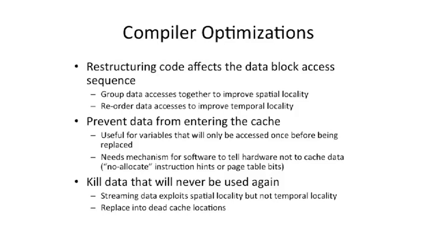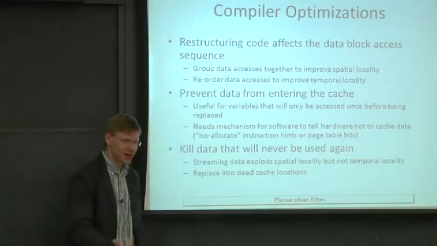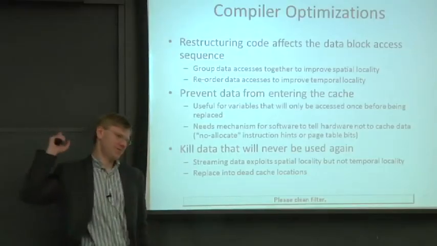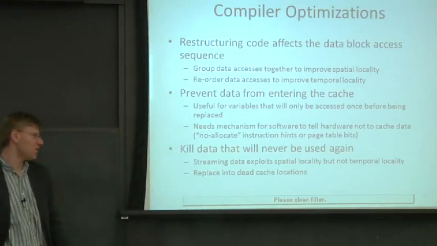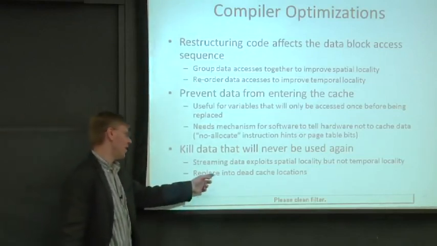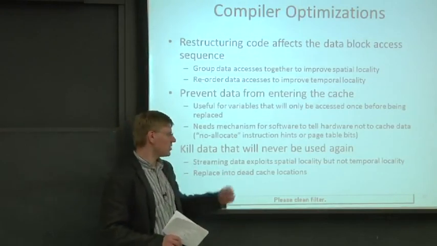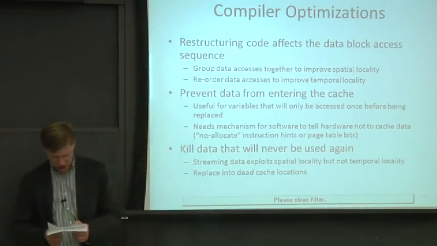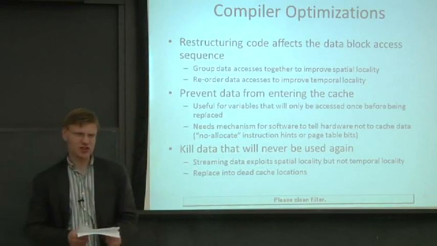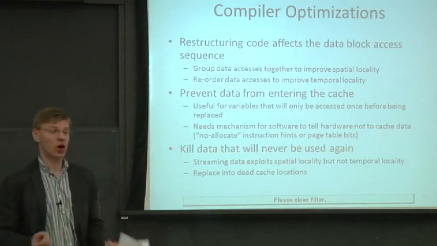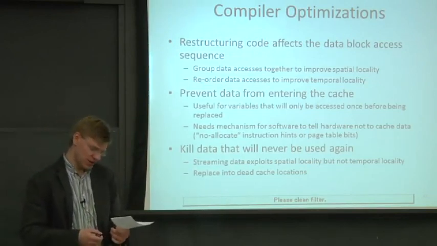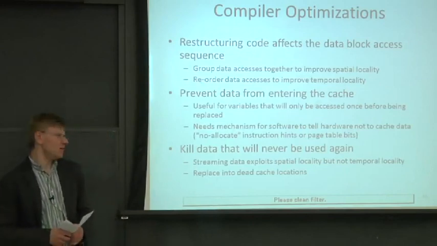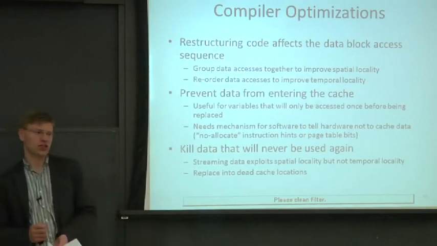Another fun thing you can do is, if the compiler or the software system or the programmer knows that you're never going to use the data again, why let it sit there and rot in your cache? Get it out as quickly as possible. There are a couple of different ways to do this. One of the instructions that you can add to the architecture, as a software-hardware approach, is something that I think on x86 is called flush and invalidate.